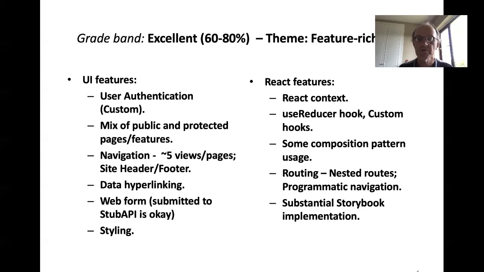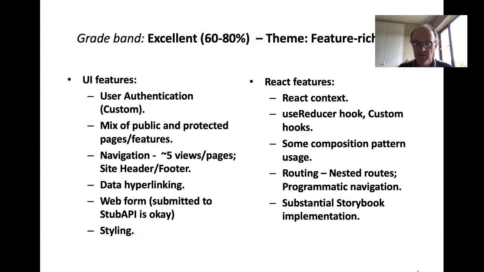From a React point of view, you're going to have maybe React contexts. Maybe you're going to use the useReducer hook. Again, we've covered all of these in the lectures and labs. Some custom hooks, maybe some composition pattern usage. From a routing point of view, maybe you might use one or two of the advanced routing features. You don't have to hit all of these bullet points now. It's just the majority of them is going to get you into the 60-80 bracket.